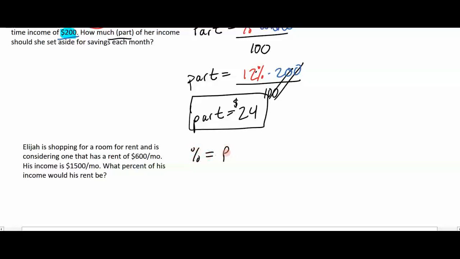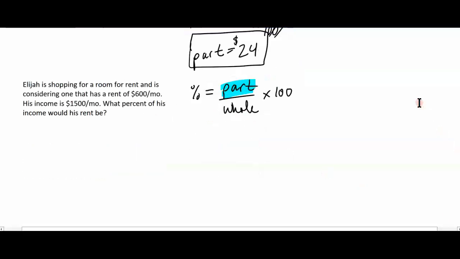Okay, my percent is going to equal the part divided by the whole times 100. So part divided by whole will give me a decimal, times 100 will convert that to a percent. And I have my part. Which number represents my part here? Elijah, this is your question. Which number from our question here represents the part? The 600. Okay, so my percent equals 600.